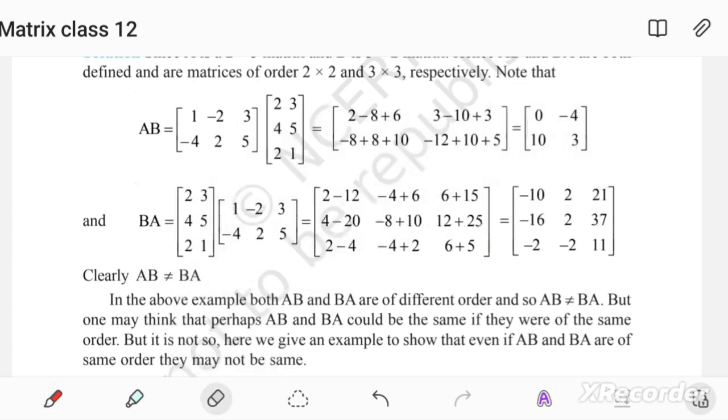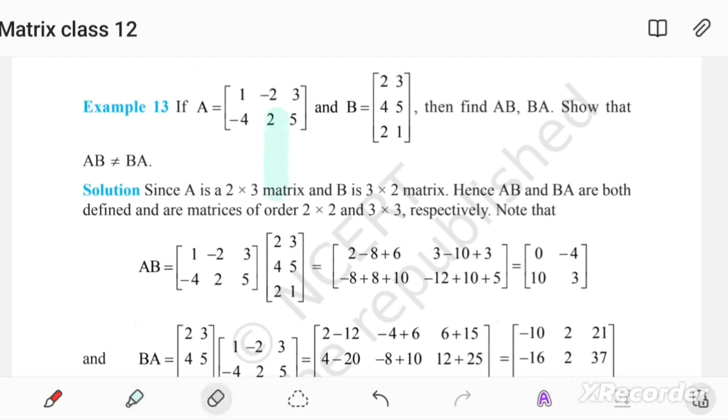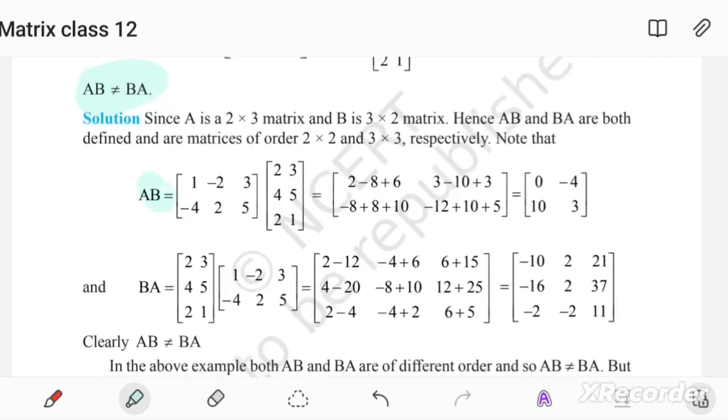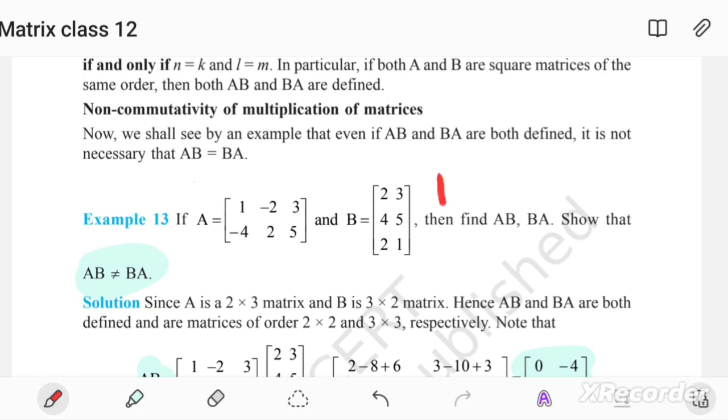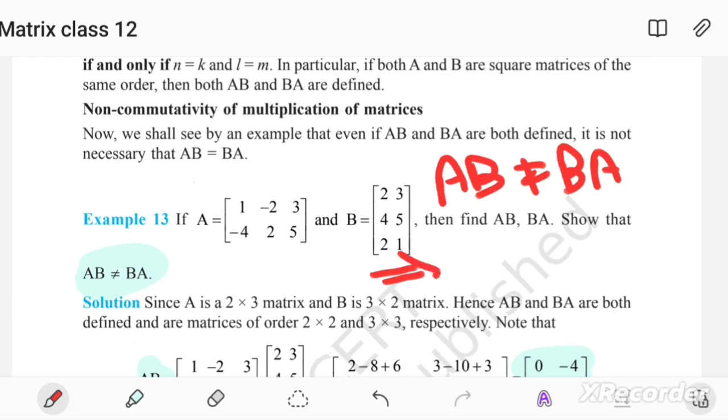Now, one important concept demonstrated here is that AB and BA are not equal. Both multiplications, AB and BA, are well defined. We are also getting a good matrix here, but the two matrices are not equal. This reflects that AB is not equal to BA. This implies that in matrix multiplication, the commutative law does not hold.